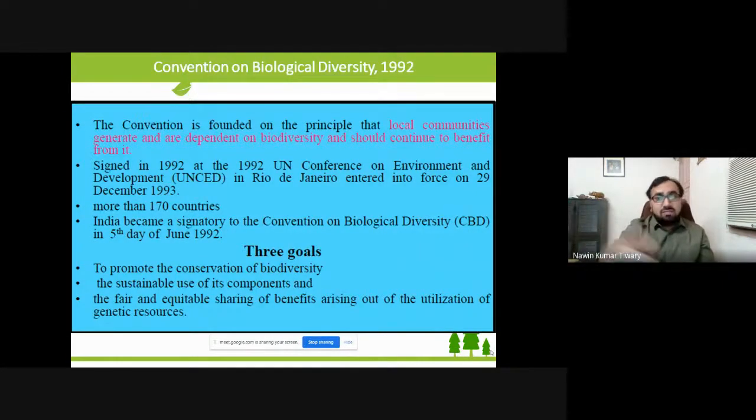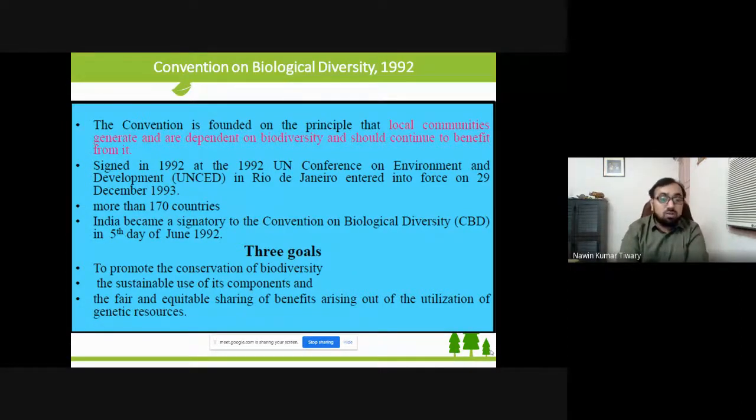At international level, we have the Convention on Biological Diversity, what we call CBD, another very strong policy tool, which came into existence in 1992. And India also became a signatory of CBD. So the Earth Summit in 1992 happened, and then there was the UNCED, United Nations Conference on Environment and Development. And within that, the CBD was signed. So there were three goals of CBD.